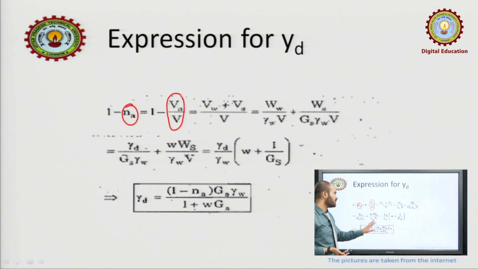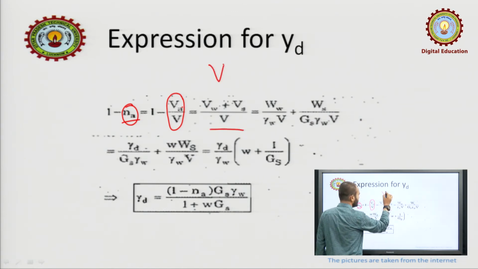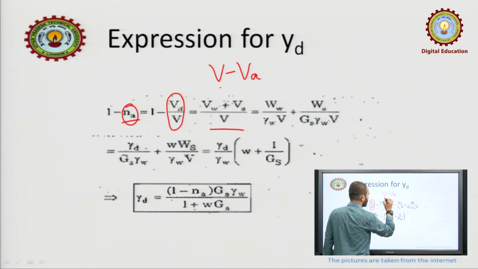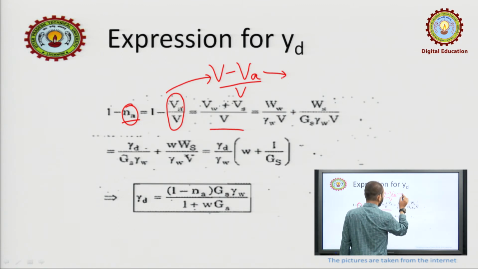Okay. So, the percentage of air voids we had just discussed was Va by V. Let us replace it with Va by V for this part. Then just take the LCM. How is this formed? This will be V minus Va by V. From this part we get here, and moving forward, what is V?